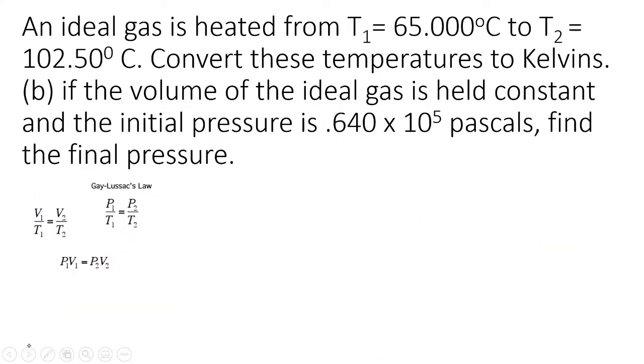An ideal gas is heated from T1 equals 65 degrees Celsius to T2 equals 102.5 degrees Celsius. Convert these temperatures to kelvins, and if the volume of the ideal gas is held constant and the initial pressure is 0.640 times 10 to the 5th pascals, find the final pressure.